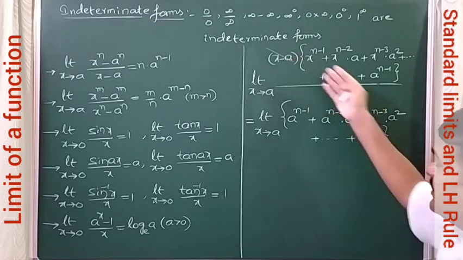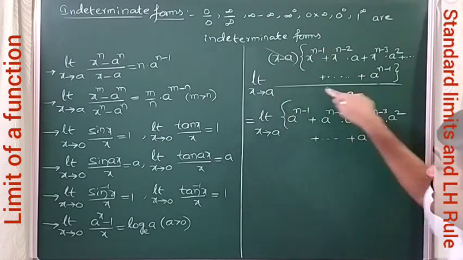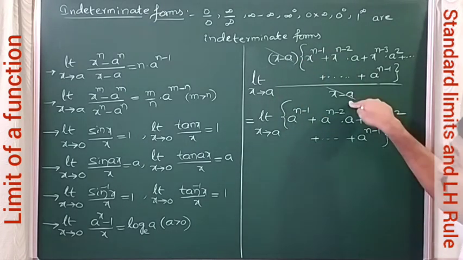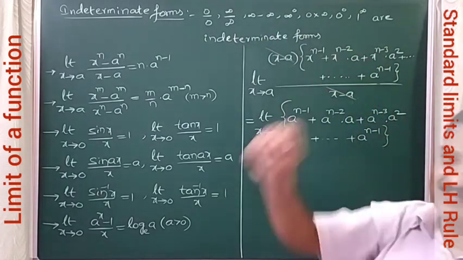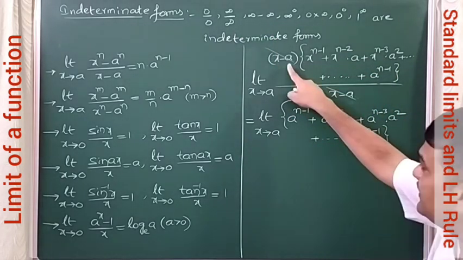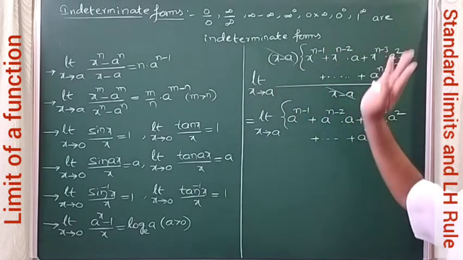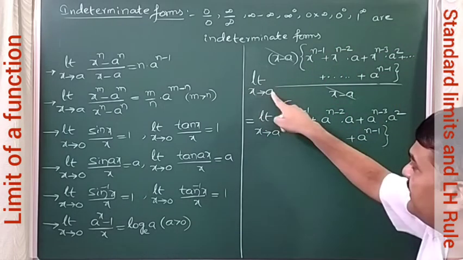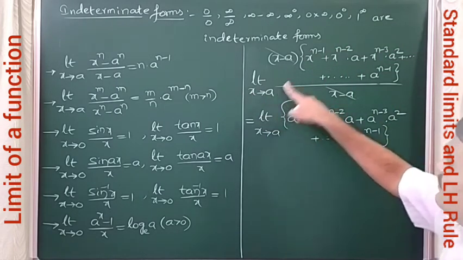Now after cancelling this, you can apply the limit, because this is the factor which is responsible to get 0 by 0 form. That factor is eliminated. Now you can apply the limit. So apply the limit, that is, in place of x put a.